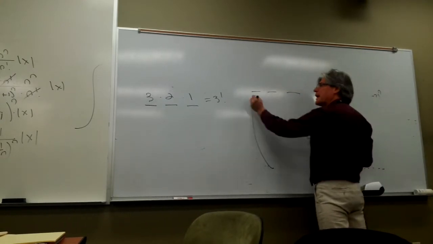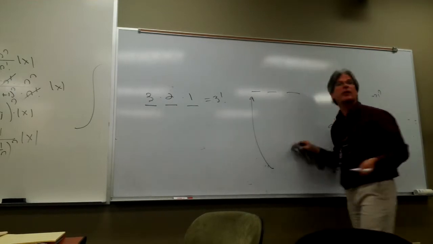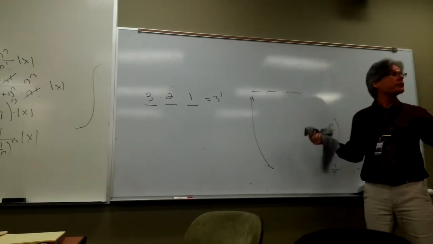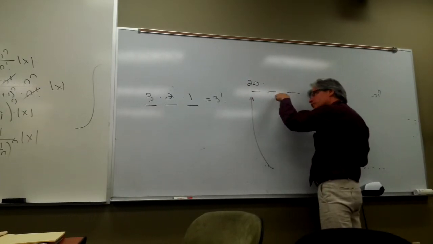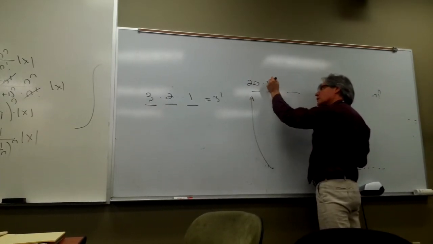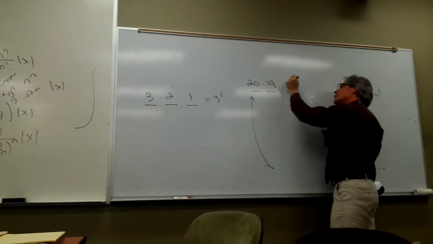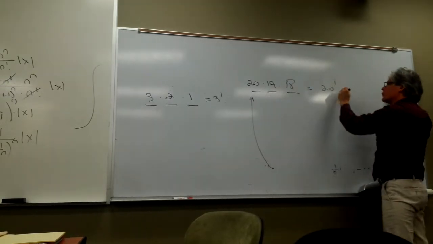Let's talk about the first task of choosing how many people I can put in the first slot. How many people do I have to choose from? 20. I'll multiply that by how many ways I can choose the second chair's position. 19. But this is nothing more than 20 factorial.